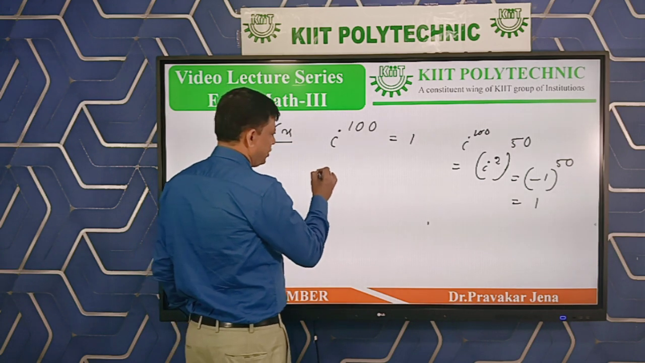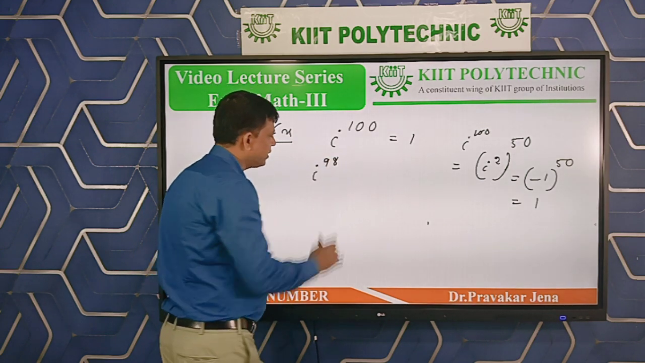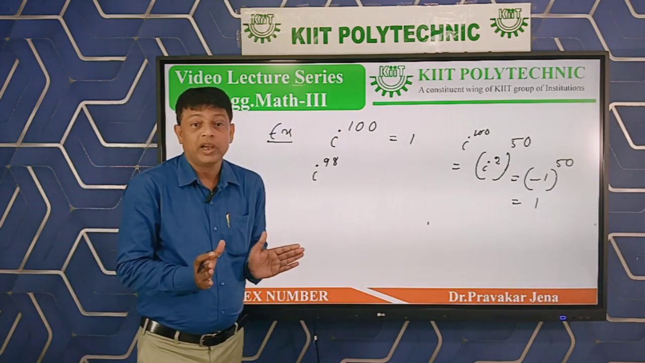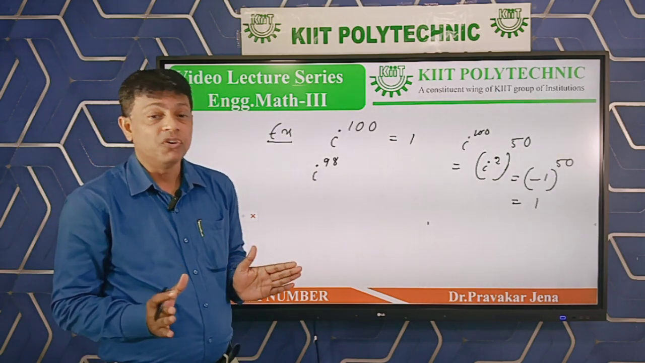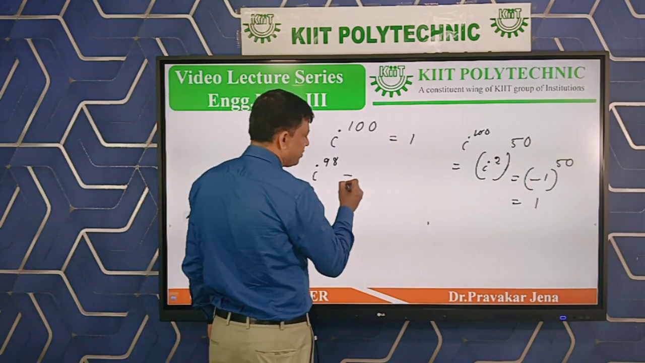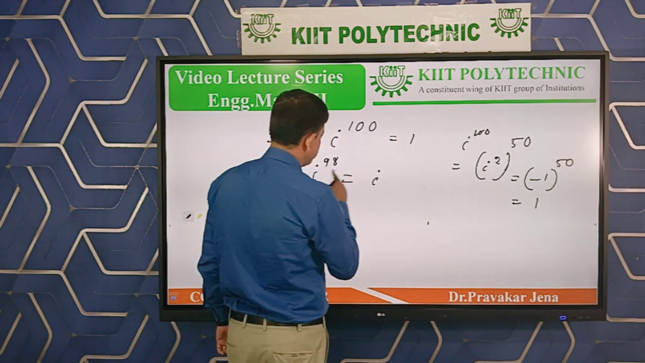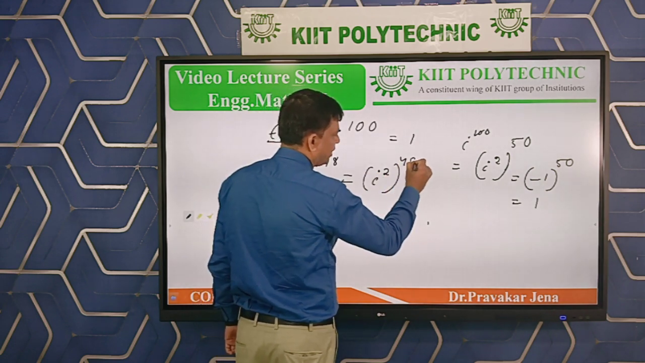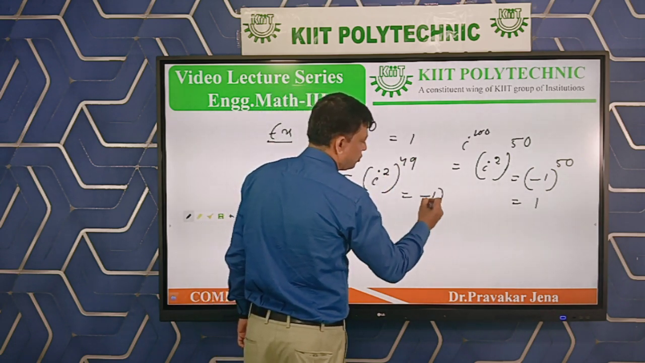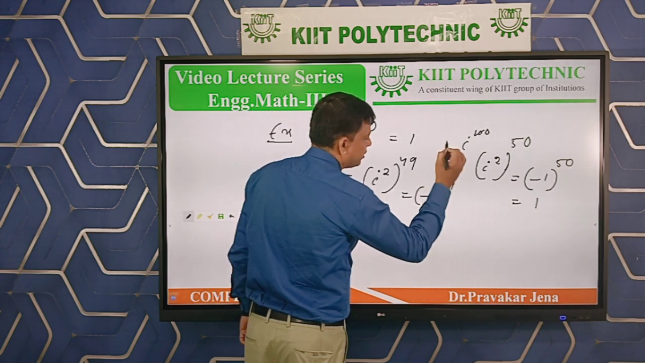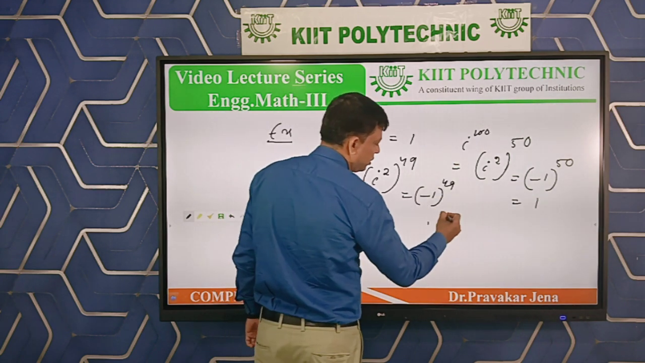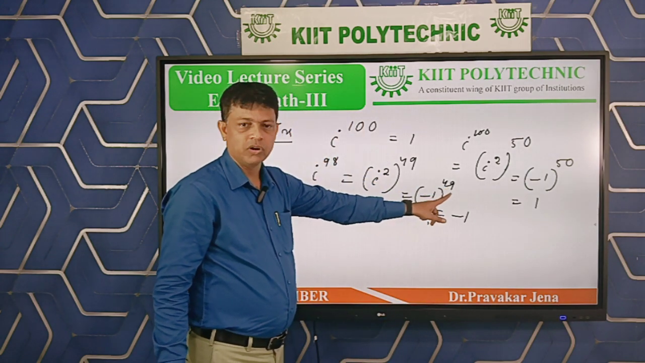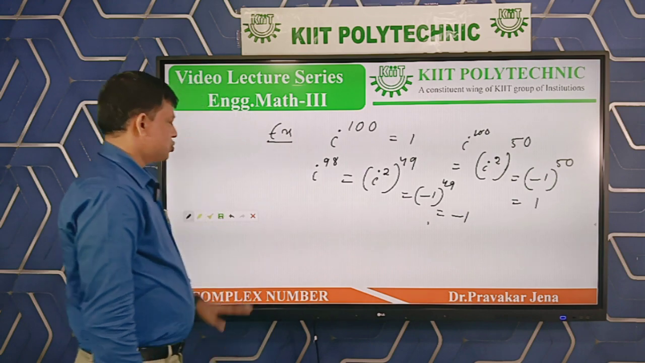So i to the power 98. This is an even number, but it is not divisible by 4 or a multiple of 4. How to find its value? Very simple. Just divide it by 2: i square to the power 49. This is -1 to the power 49, and the value will be -1, because we know -1 to the power 49 is negative.